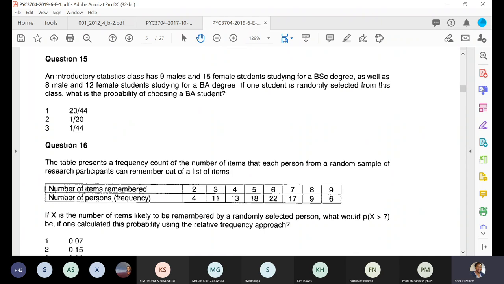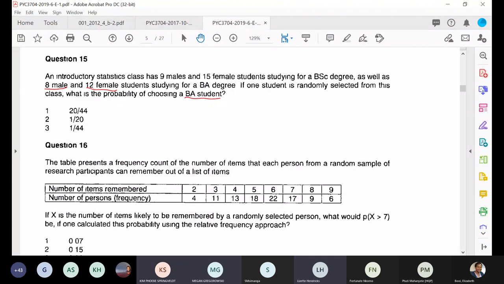An introductory statistics class has 9 males and 15 females studying for a BSc degree, as well as 8 males and 12 females studying a BA. If one student is selected randomly from the class, what is the probability of selecting a BA student? Number two. Wouldn't it be one? Because you'd say 12 plus 8, females and males are all studying BA, and you're looking for a BA student, so it's one out of 20 students.